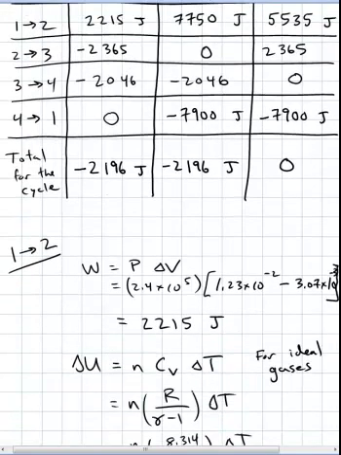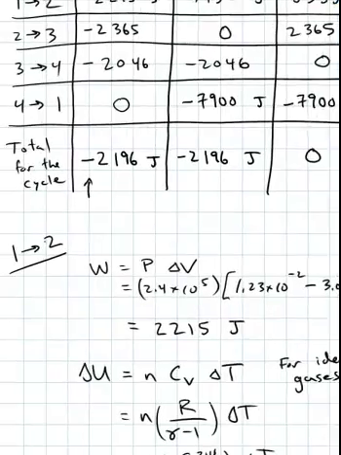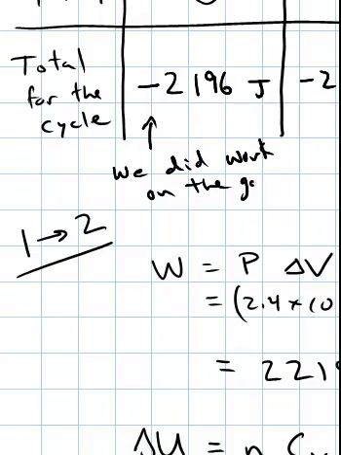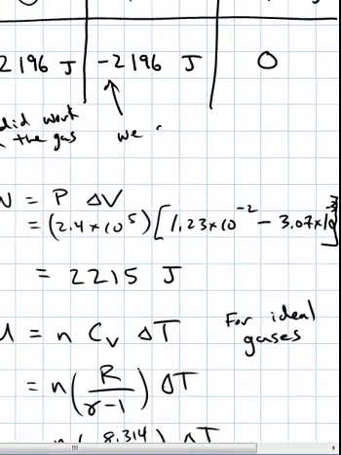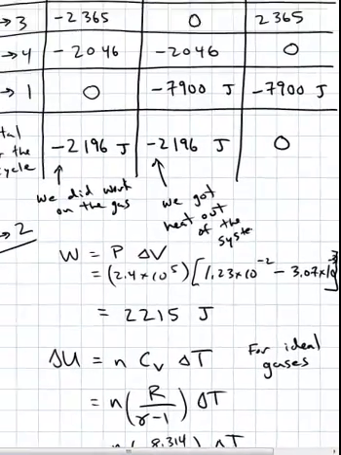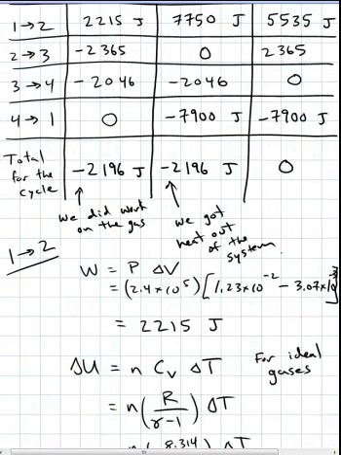So let's take a quick look here. This negative sign tells us that we did work on the gas. Right? We did work on the gas, and this negative sign tells us that we got heat out. Okay, so we did work on the gas and we got heat out, kind of like a refrigerator. We do work and the heat comes out of the refrigerator, keeps our food cold.